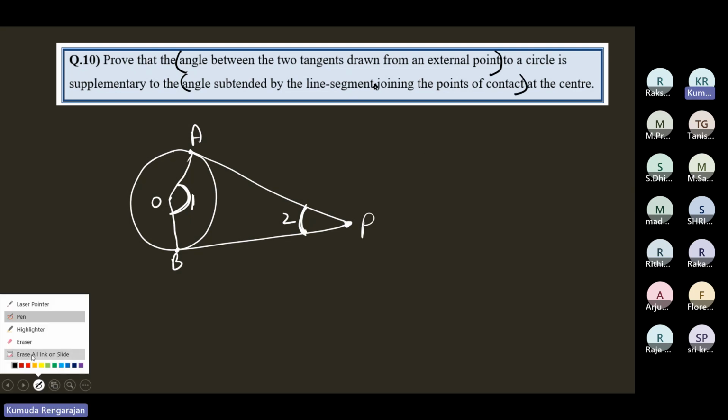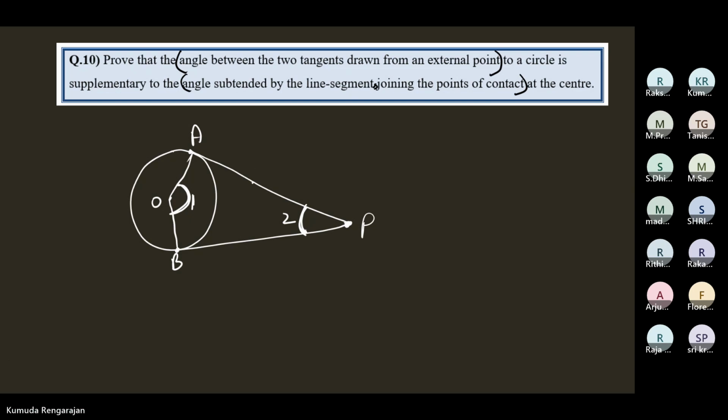These are the two angles. This is the external point P. PA and PB are the two tangents, and angle 2 is the angle between the two tangents. OA and OB are the line segments joining the center of the circle to the points of contact A and B. And angle 1 is the angle between these two line segments. You need to prove that angle 1 plus angle 2 is 180.